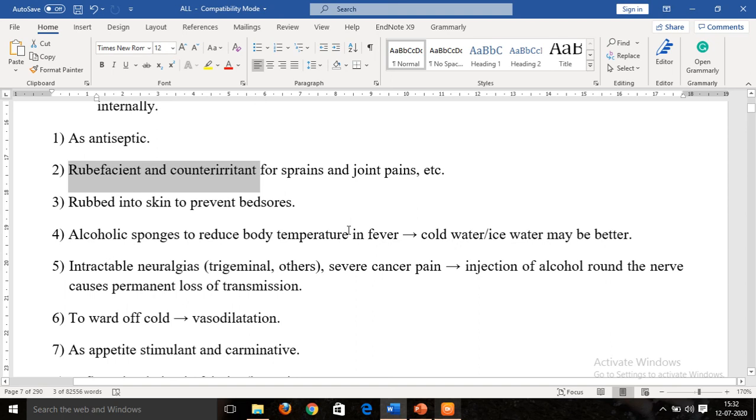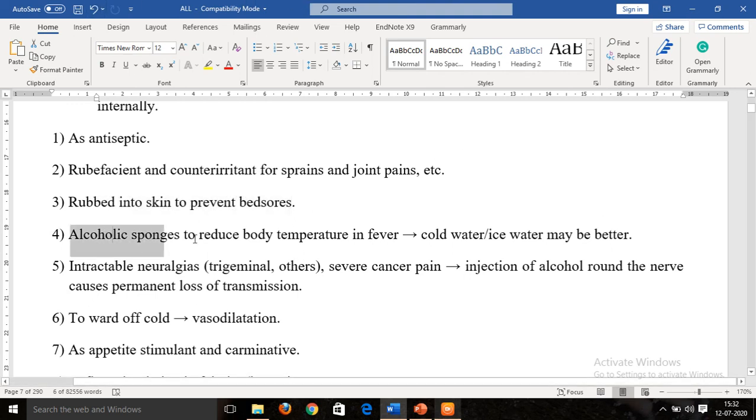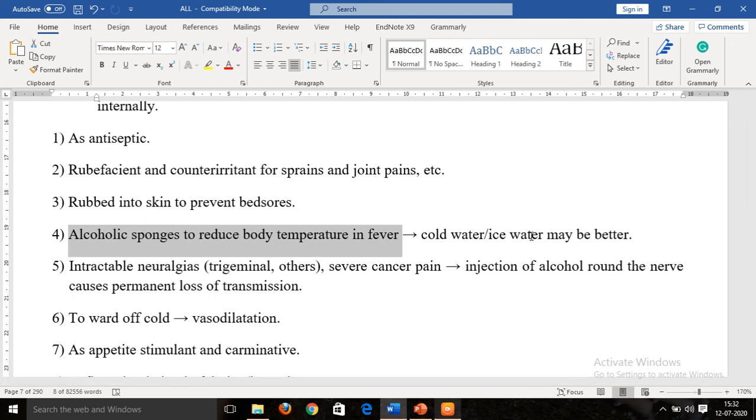It produces irritation in the areas, so it acts as a counter irritant to reduce the irritation in other areas. Rubefacient, that is, it produces redness due to vasodilatation in the areas, so it will relieve sprains and joint pains. Next use is to prevent bed sores. If it is rubbed onto the skin, it can prevent bed sores. Then alcoholic sponges are also used to reduce the body temperature in case of fever. However, rather than giving alcohol sponges, it is better to prefer cold water or ice water, especially in small babies, because alcohol can get absorbed from the skin also.